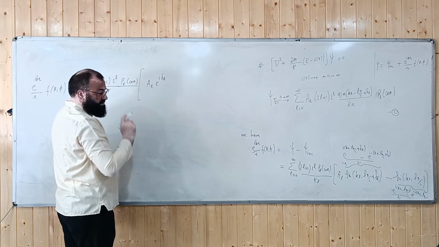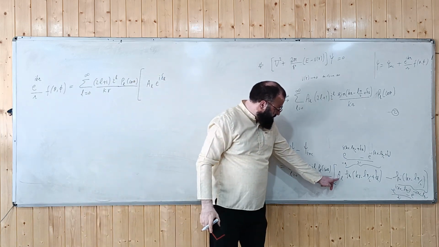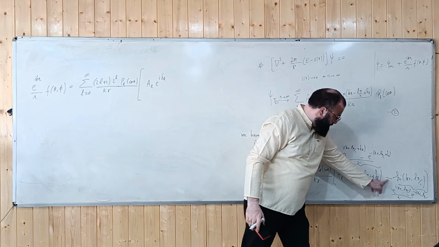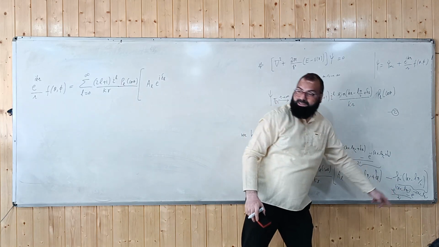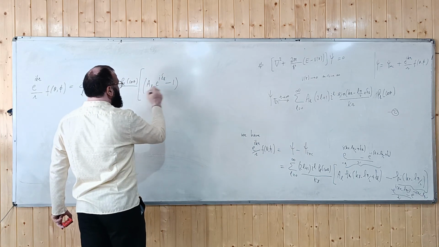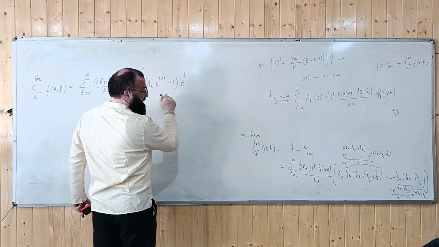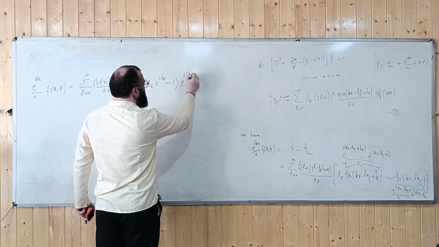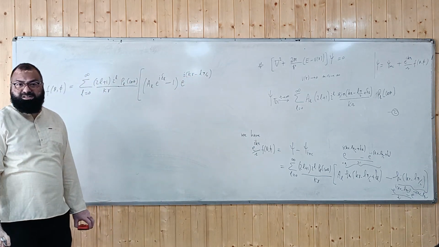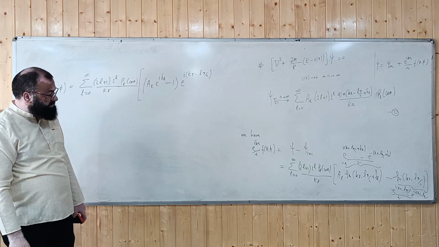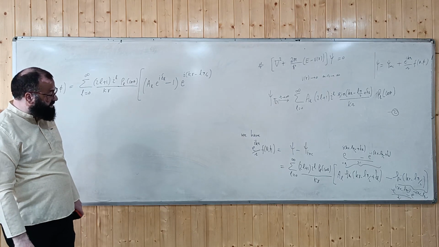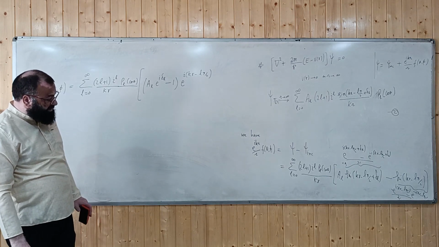Clear? Now look here. You have A_L e raised to the power iδ_L, then minus, you don't have a δ_L term here, is it? So minus 1. And you are multiplying here e raised to the power i(kr − Lπ/2). Got it? Everybody? There is a 2i in the denominator, right? So let me put it in a moment.